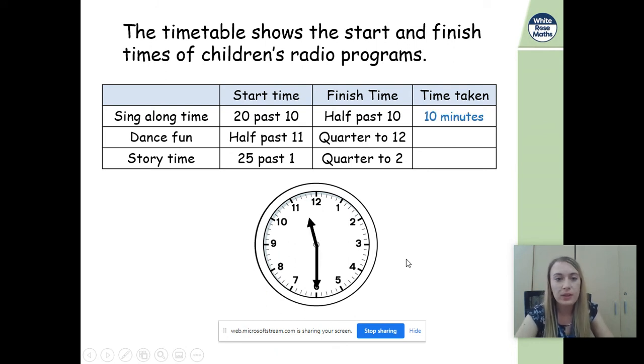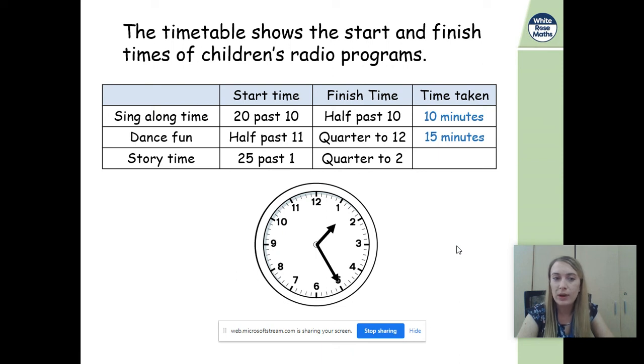The next one, Dance Fun, starts at 11:30. That looks like this. It finishes at 11:45. When it's 11:45, the minute hand is going to be on the 9. Can you count in 5s with me until the minute hand gets to the 9? 5, 10, 15. It takes 15 minutes.